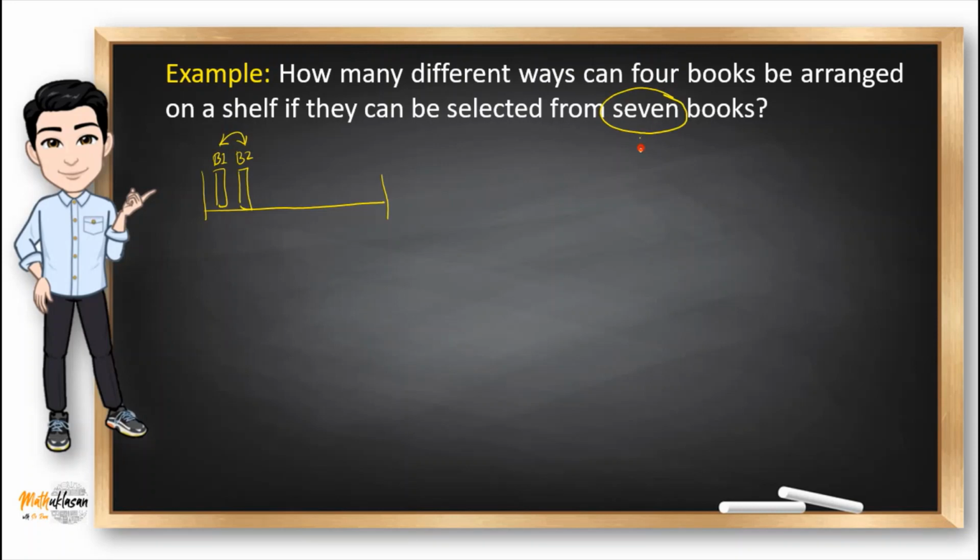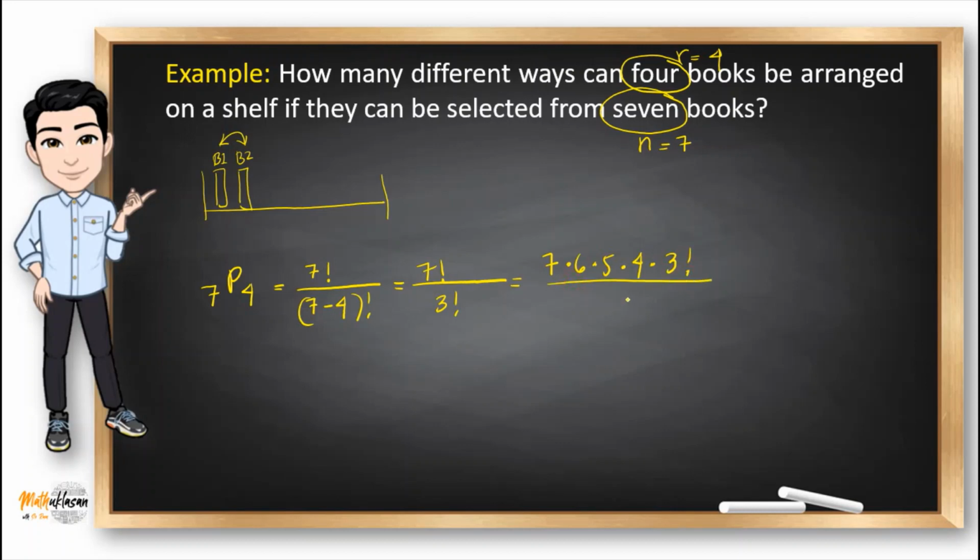So we just need to identify n, and in this case, our number of choices is 7. So n is equal to 7, while we need to arrange them in 4 different orders. So r is 4. Solving for 7P4 will give us 7 factorial divided by 7 minus 4 factorial. 7 minus 4 is 3 factorial. So 7 times 6 times 5 times 4, you stop with 3 factorial divided by 3 factorial. Cancel this out. So 7 times 6 times 5 times 4 times 1 is equal to 840.